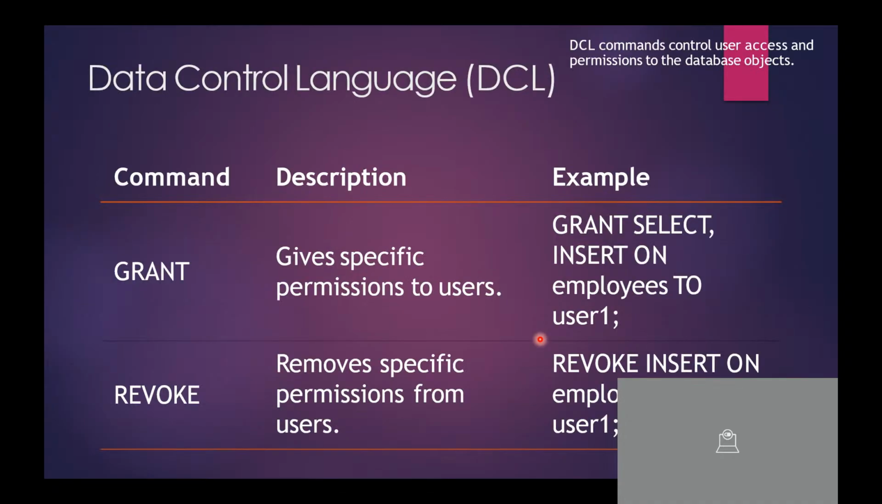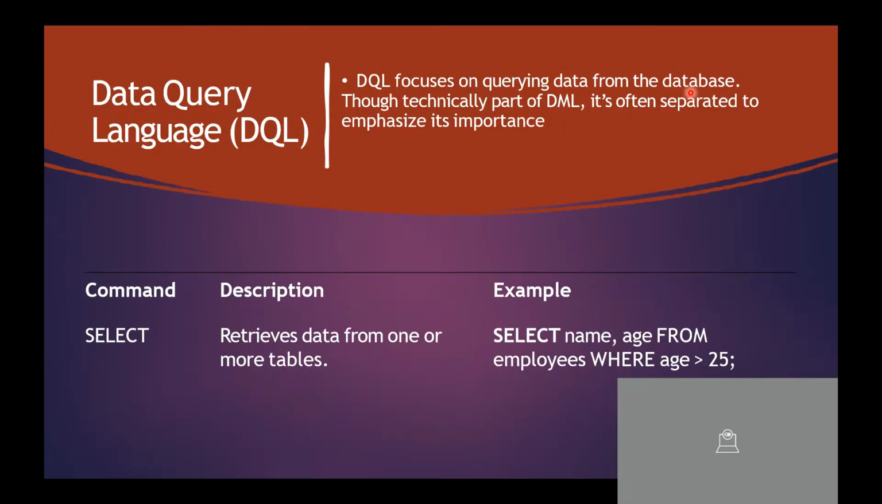Now next is the data control language, that is DCL. In this there are two commands: Grant, which gives specific permission to users, and Revoke, which removes specific permission from users. Suppose you are making software that opens with a password, then grant and revoke are very useful. We will see them later. So DCL commands control user access and permissions on database objects. Then data query language, DQL. DQL focuses on querying data from the database, though technically it is part of DML. It is often separated to emphasize its importance.